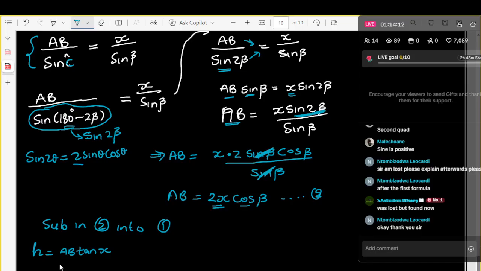So this will be 2, where there's x, I need to put 4.38. Then this will be the cos of beta, which was given as 48, and the tan of 59.